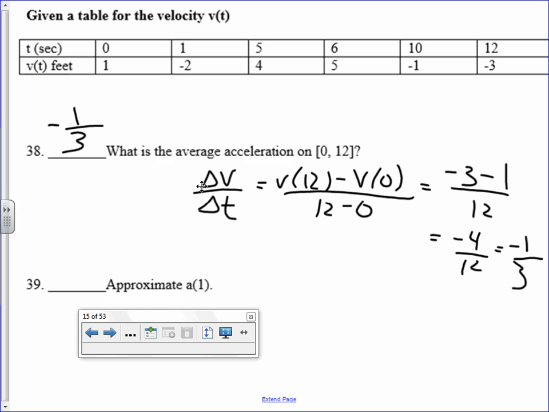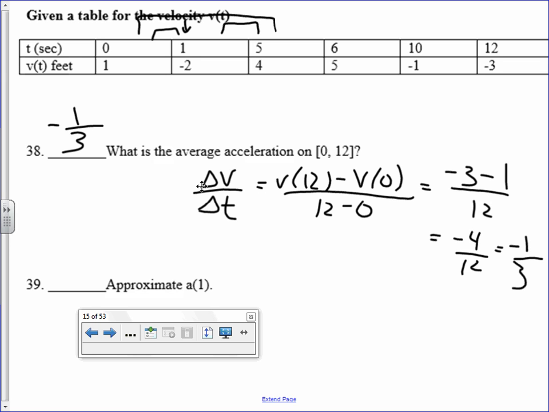Approximate the acceleration at time 1. Well, 1's right here. It happens to land right on a point. So you can use the 0 and the 1, the 1 and the 5, or the 0 and the 5. It's up to you, as long as you use one of those 3 combos. Let's go with the 0 and the 1 this time.